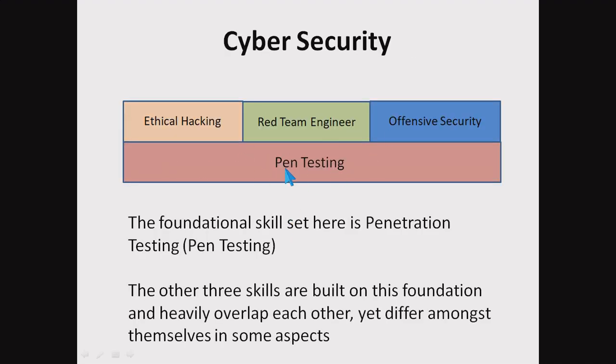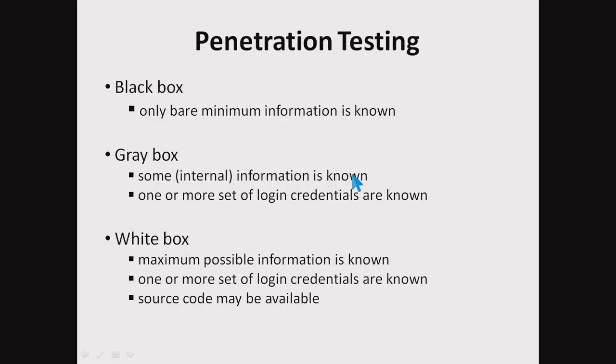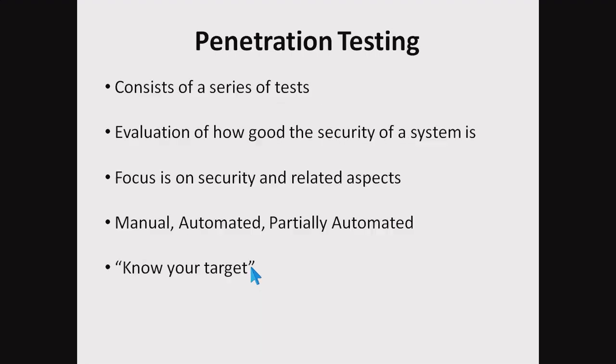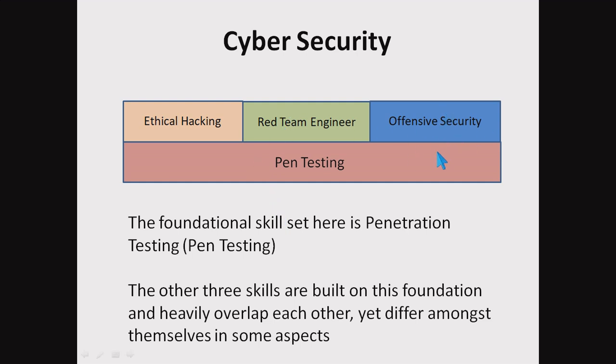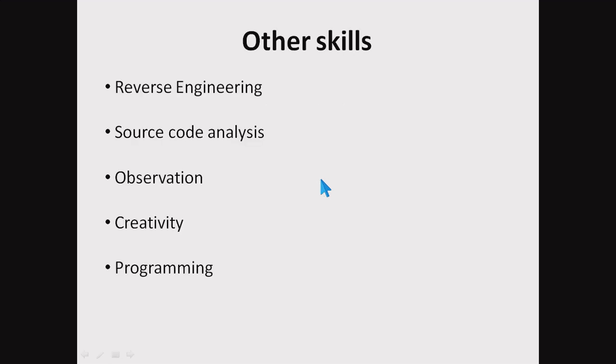I mean, we have already seen this in the previous diagram, right? So you have this foundational skill set of penetration testing, but once you have these other skills that we are going to look at now in this list, that opens up a lot more possibilities in this diagram that we have seen. That is, you can get into ethical hacking, you can get into red team engineering, you can become an offensive security expert, or even a cyber security researcher.